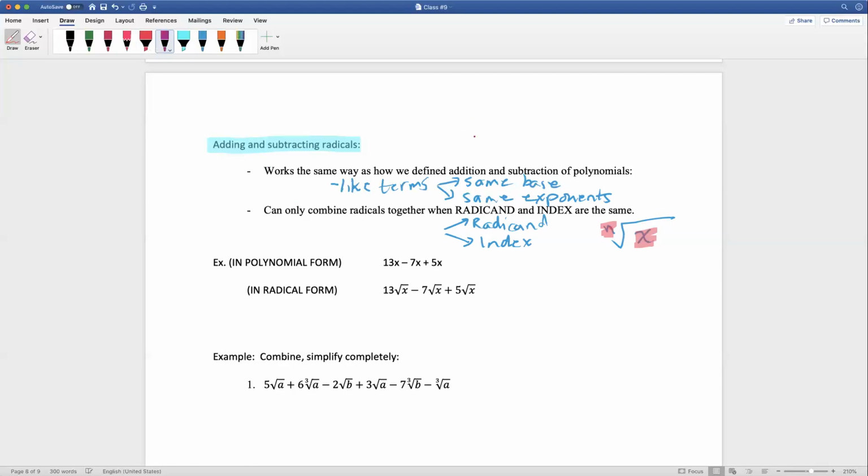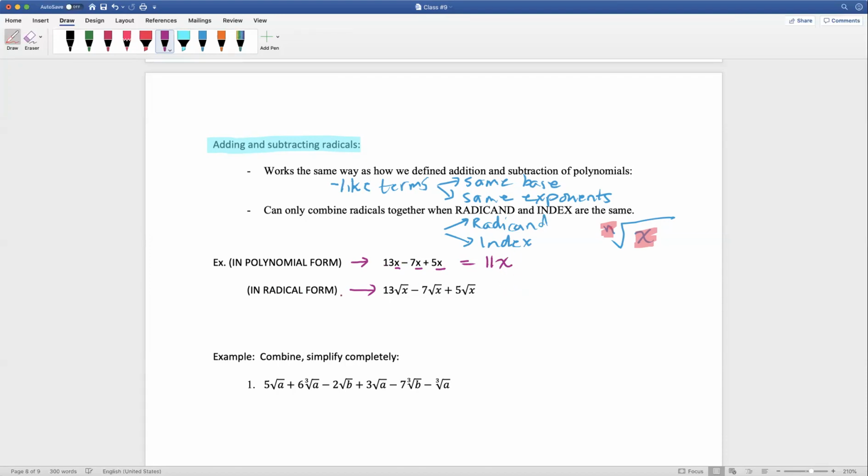Now remember, with polynomials, let's take a look over here at what combining looks like in polynomial form and what combining looks like in radical form. In polynomials, we have 13x minus 7x plus 5x. And if I were to ask you to combine these, you would say, I can combine them because the base and exponent are the same in all of them, right? They all have x to the first power. 13 minus 7 is 6, and 6 plus 5 gives us 11. So this is equivalent to saying 11x. Remember that the base and exponent don't change.